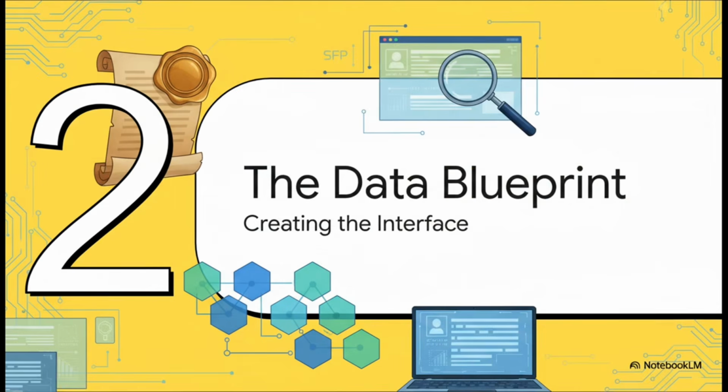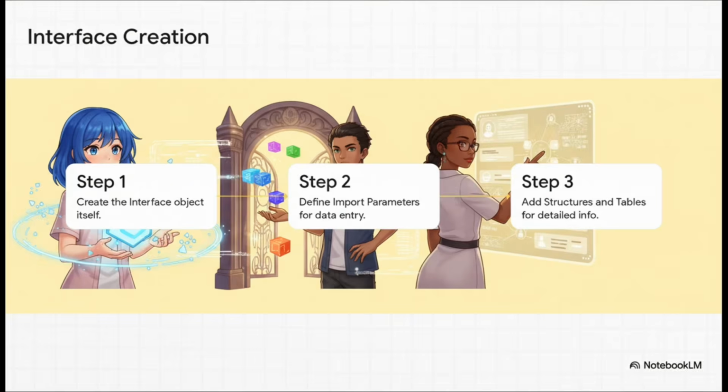Okay, time to get our hands dirty with our first practical step, creating that data blueprint. We do this inside SAP using a little shortcut, a transaction code called SFP. What we're really doing here is laying the foundation. We're basically creating a contract that says, hey, for this form to work, this is the exact data I need. And the process itself is actually pretty straightforward.